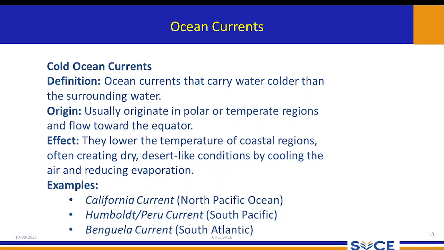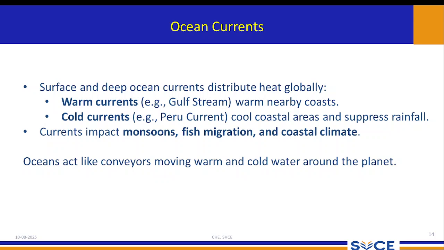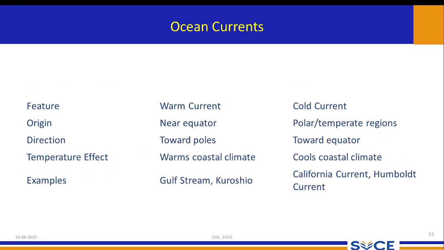Cold ocean currents are common in the North Pacific, South Pacific, and South Atlantic. Coming to ocean currents, surface and deep ocean, warm current and cold current: the Gulf Stream is a warm example, and the Peru current is a cold example. Warm currents warm nearby coasts, and cold currents cool coastal areas. So it will heat up the things. It moves from the equator to the polar region. What is the direction? The warm current and cold current originate near the equator.